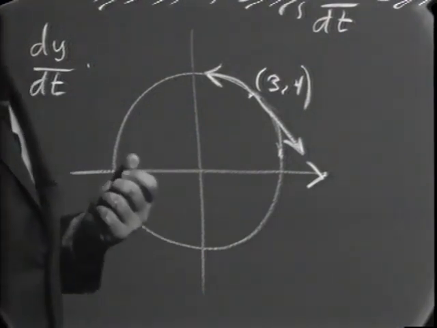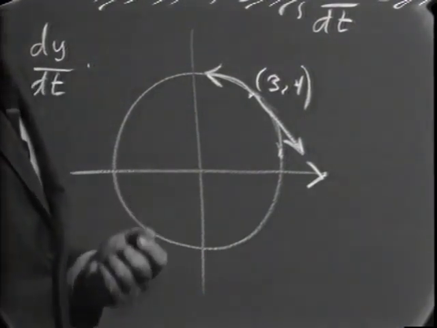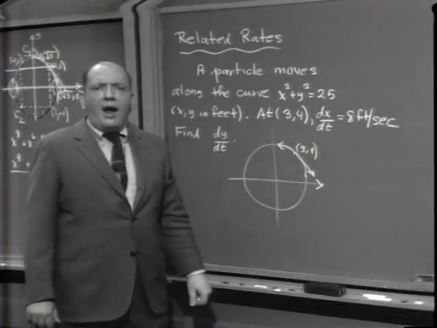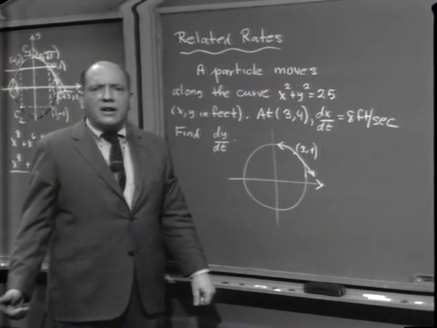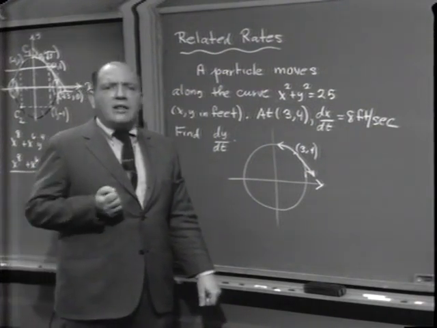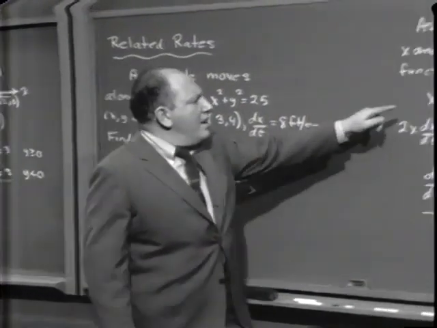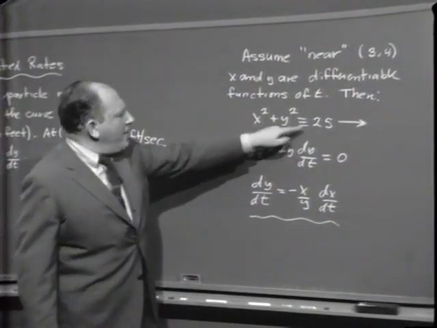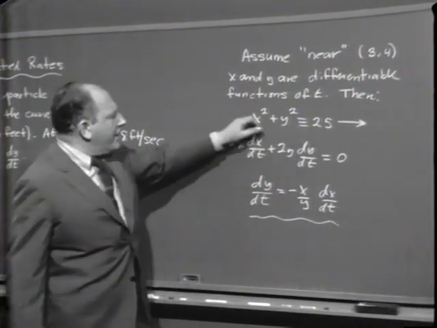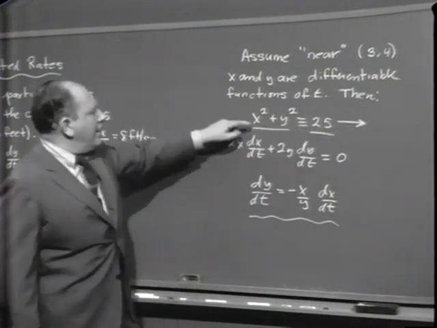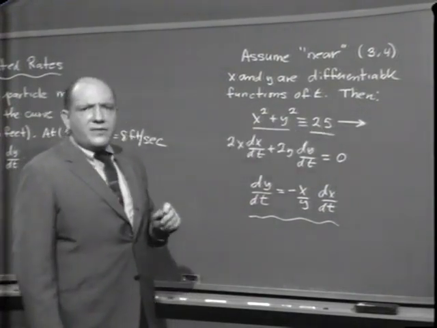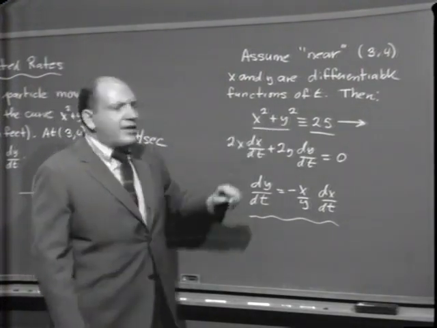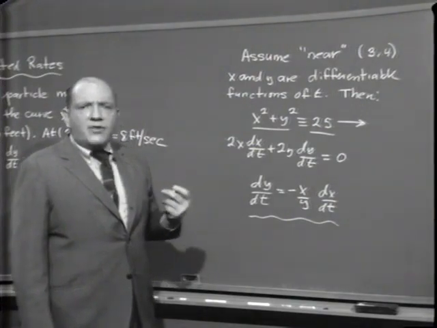All we do in this case is, instead of assuming that y is a differentiable function of x, why don't we assume that both x and y are differentiable functions of t? In other words, let's assume that x and y are differentiable functions of t that make this an identity in terms of t. Now, as long as this is an identity, there is absolutely no reason why we can't differentiate both sides of this equation with respect to t instead of with respect to x.